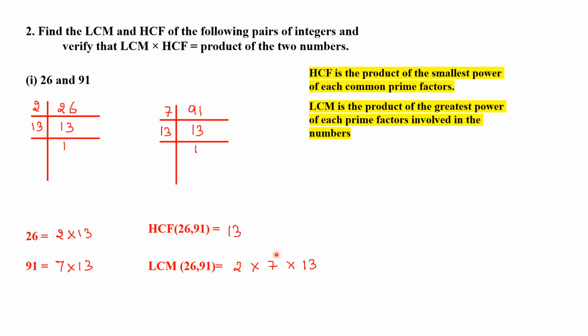And you have to multiply it to get the LCM. So now multiply it. 2 into 7 will give you 14, and 14 into 13, if you do, you will get 182. So from here you got your HCF is 13 and LCM is 182. Now you have to verify this relationship.